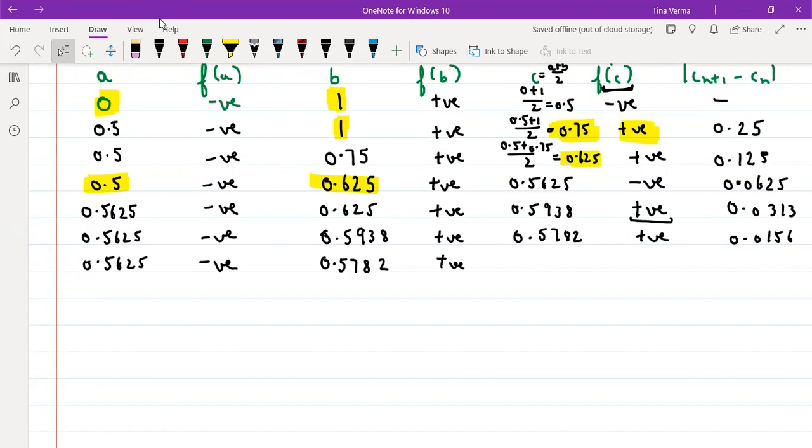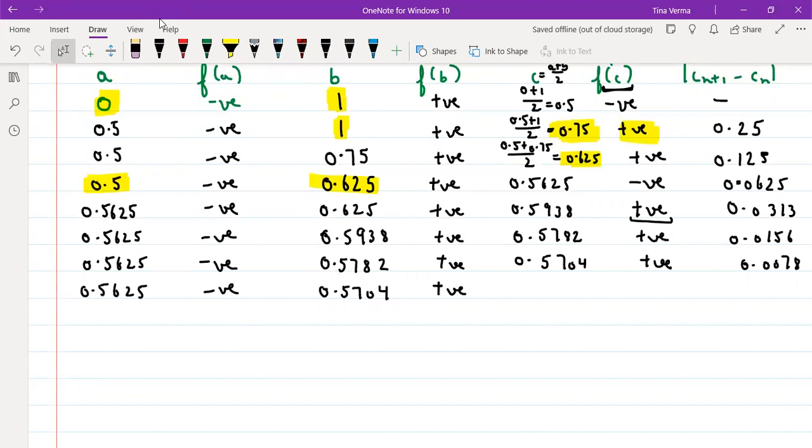Here the value is positive again, and find the intersection of 0.5625 and 0.5782, that is coming out to be your 0.5704, and at this point again your value is positive and your error is 0.0078, which is not less than the tolerance. इसका मतलब अब आपकी यहाँ पे भी value positive है, इसका मतलब ये मेरी value b किससे replace हो जाएगी, c से, and a will remain as it is.